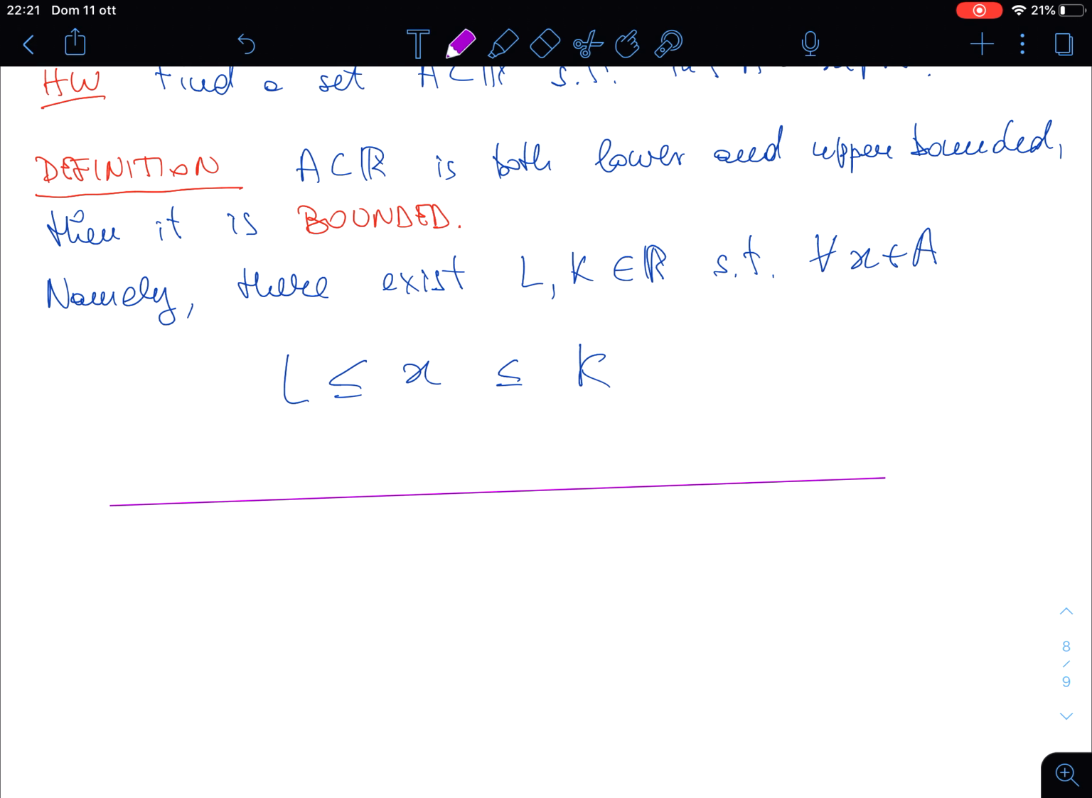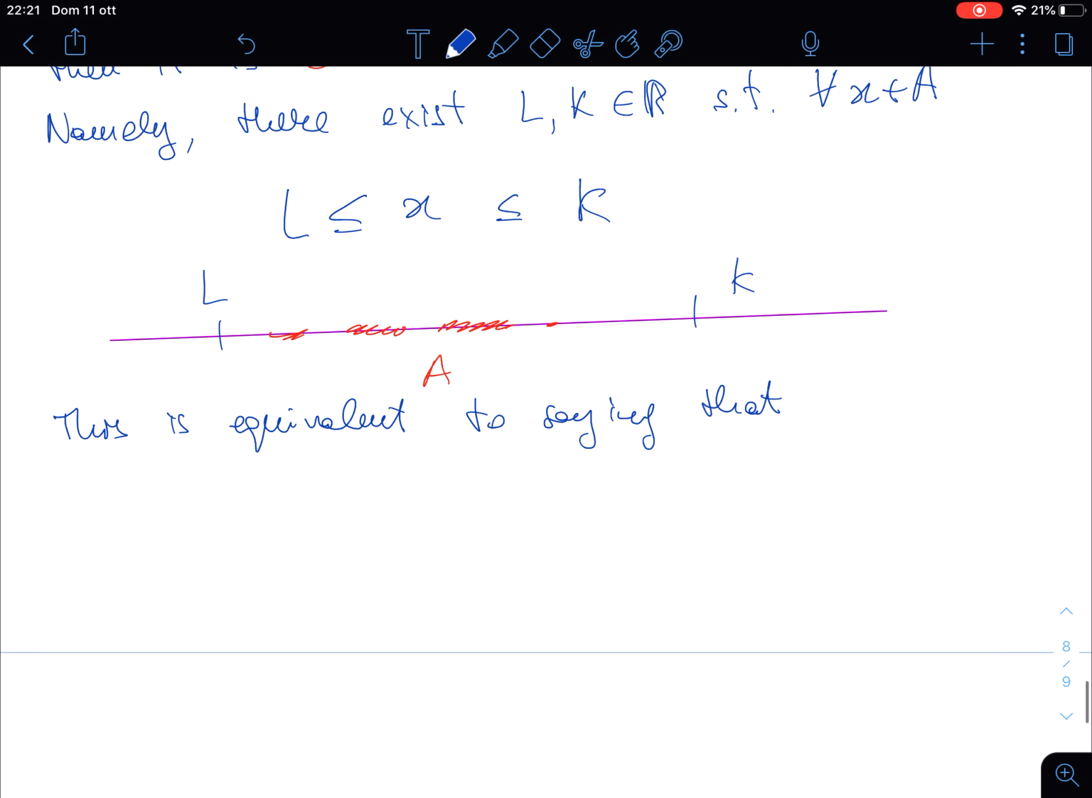Okay, this is the picture. You have the real line here, and here you have your set A, as usual, and here you have lower bound L and upper bound K. This is completely equivalent to saying that there exists M in R such that for every x in A, we have that the absolute value of x is less than M. Of course, I still did not introduce the absolute value, but I know you know what it is, and so I will introduce it later.